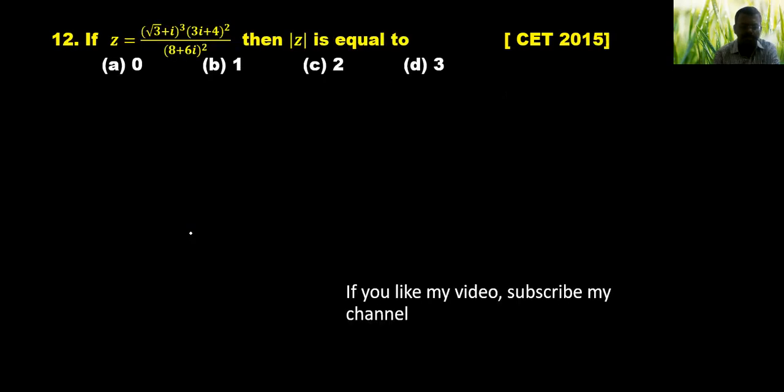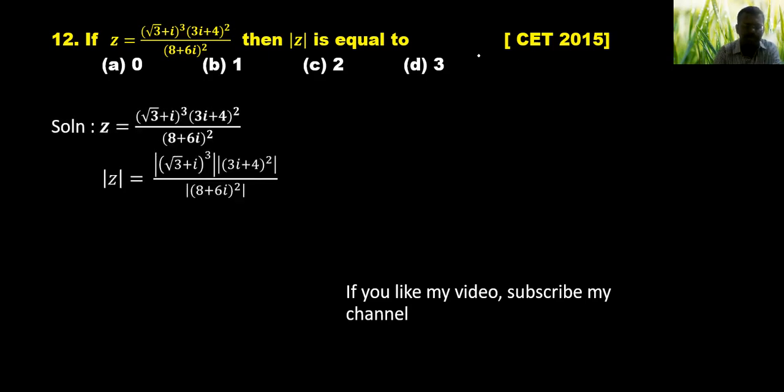Now we move to the next question. If z equals ((root 3 plus i)^3 into (3i plus 4)^2) divided by (8 minus 6i)^2, then the modulus of z is equal to. This is from the 2015 question paper. Okay, so apply the modulus separately, that's the shortcut. Observe here. So mod z is mod of (root 3 plus i)^3, mod of (3i plus 4)^2, divided by mod of (8 plus 6i)^2.